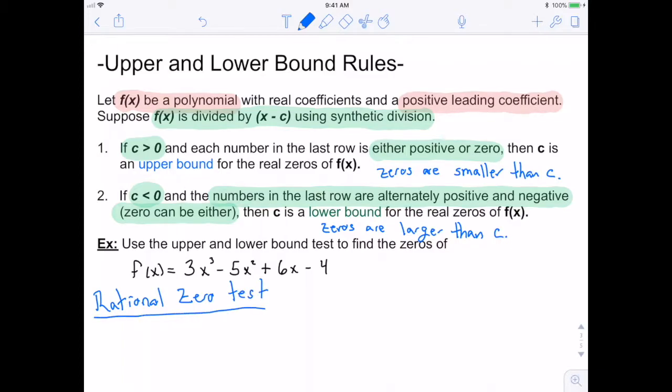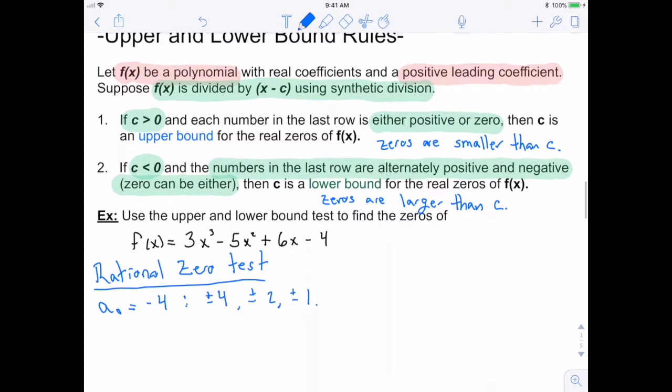So remember, a0 is equal to negative 4, and the factors are plus or minus 4, plus or minus 2, and plus or minus 1. These are all the integers that can divide 4 and negative 4 and end up with an integer.